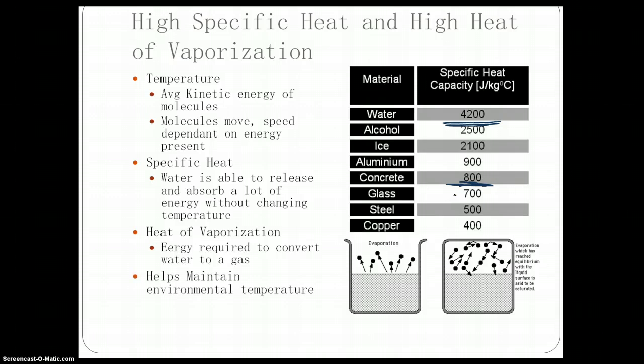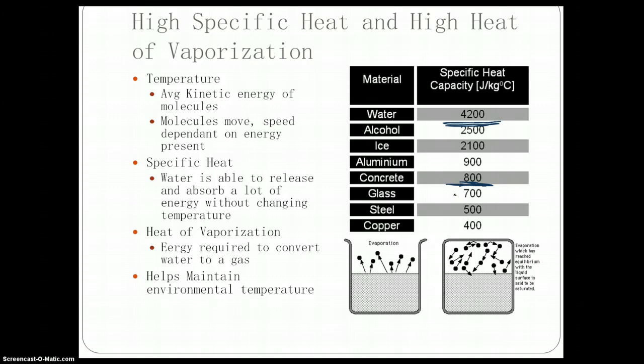And what this does is this helps maintain an environmental temperature that is good for life. All right? If water boiled at too high of a temperature or too low of a temperature, then the overall temperature of the globe would be much lower. Life would not be able to survive as well. But because water boils at such a high temperature, the overall temperature of the globe can be much higher because there's still liquid water available.